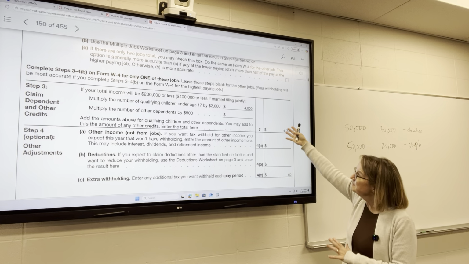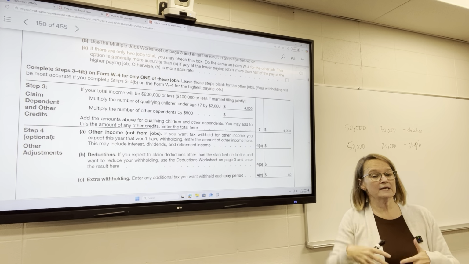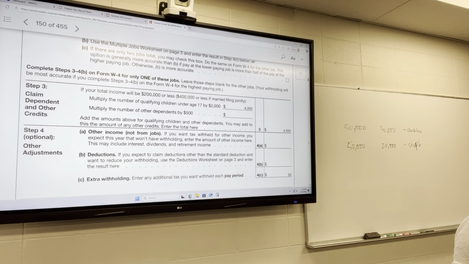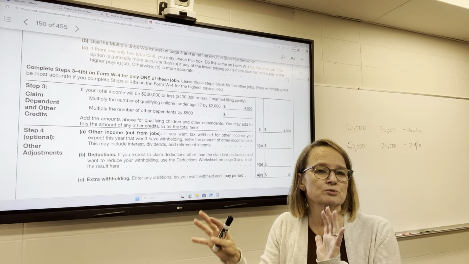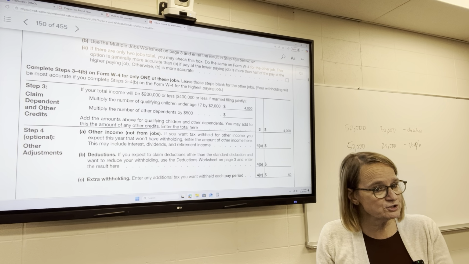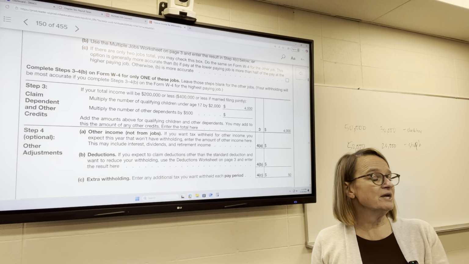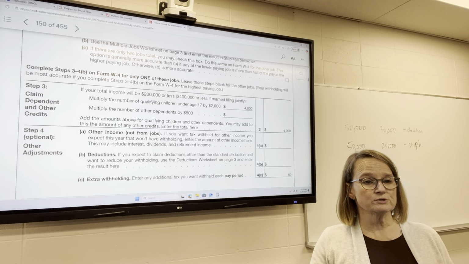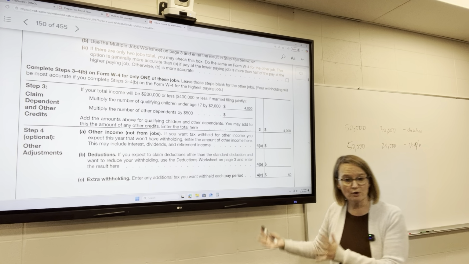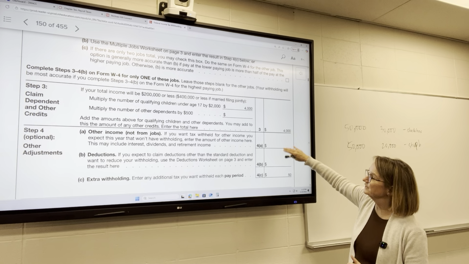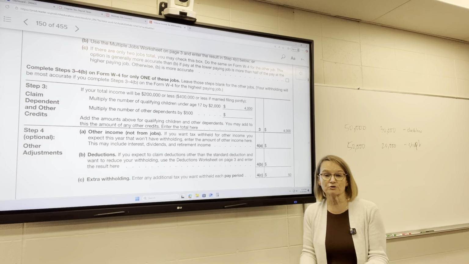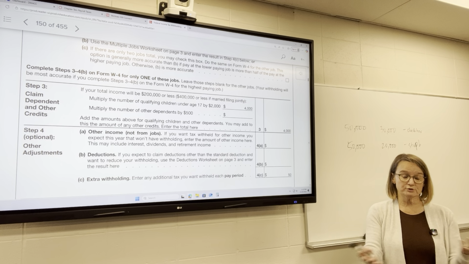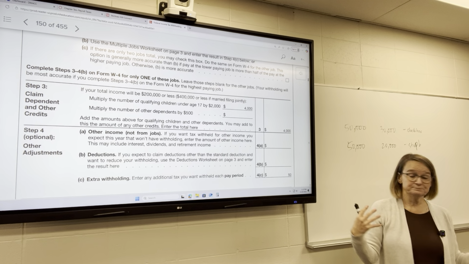If you claim it here, you're getting kind of like a prepayment, sort of like that premium tax credit that we talked about, where people are getting that credit applied to a reduction in their health insurance premiums. This is the same thing. That credit is being applied over the course of the year to the withholding, so they get reduced withholding. That's step 3. If there are no dependents, or if they don't want that credit applied to their withholding, that would not be filled out.